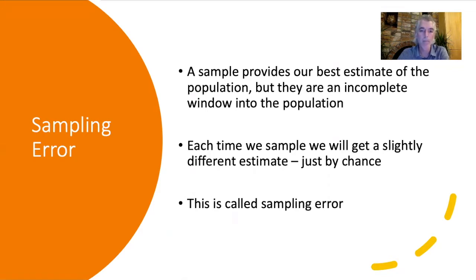If you recall from previous videos, we talked about how a sample provides us with the best estimate of what a population parameter might be, but these samples are always incomplete windows into the population. Each time we sample, we're going to get a slightly different estimate just by random chance. And this variability among samples is what's referred to as sampling error.